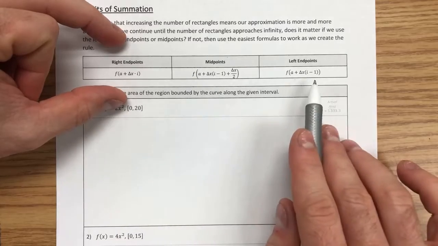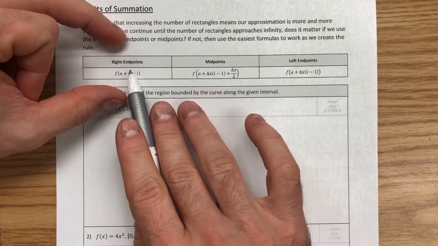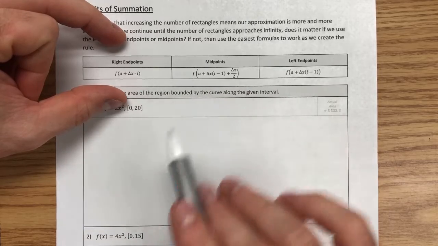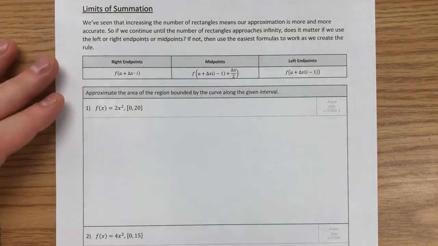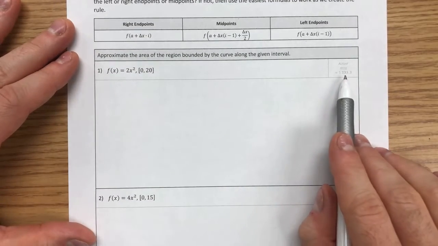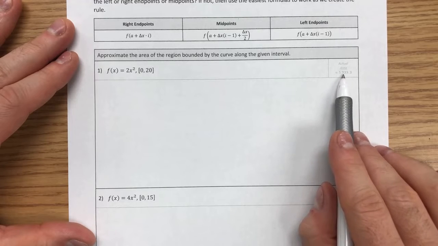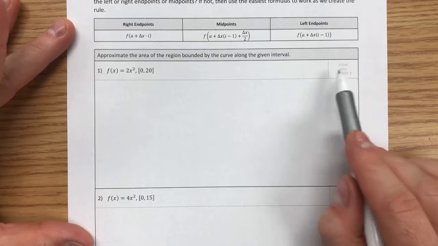Because again, if we're using an infinite amount, it doesn't matter if I'm going above or below, I'm getting really, really close. Midpoints, again, I'm getting really, really close. So I'm going to use the simplest to figure out. So let's go ahead and take a look at number 1. Now, number 1 has an overall area of 5,333.3 roughly. So I'm expecting to get that number.